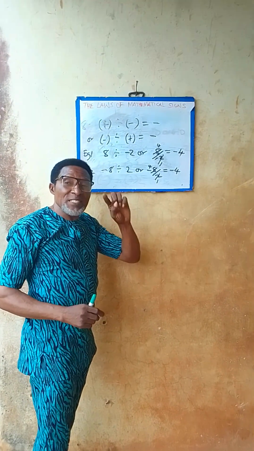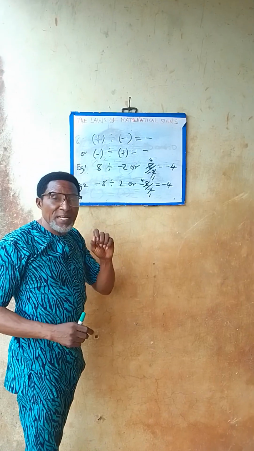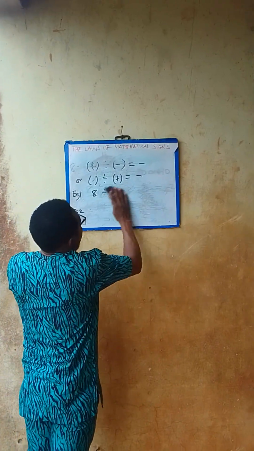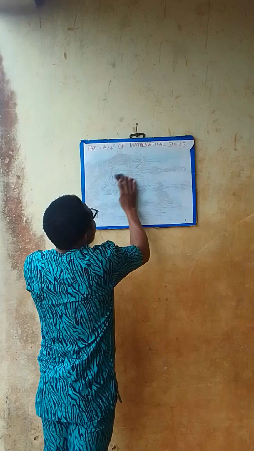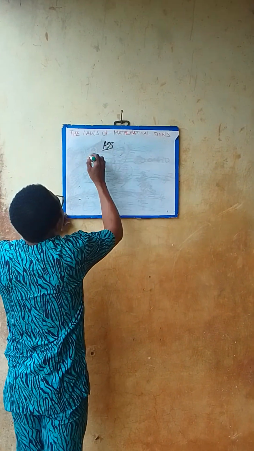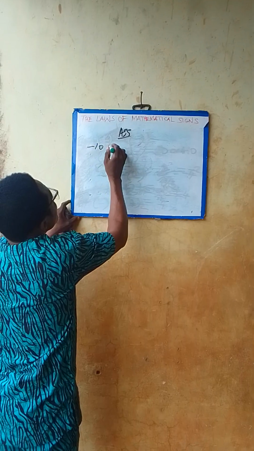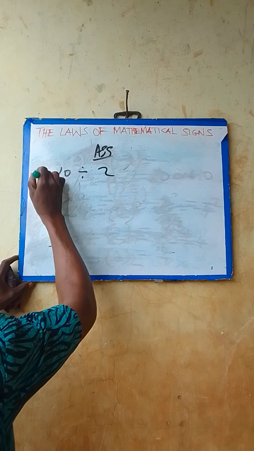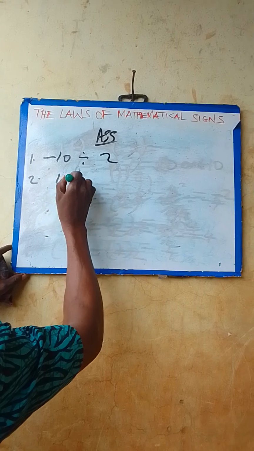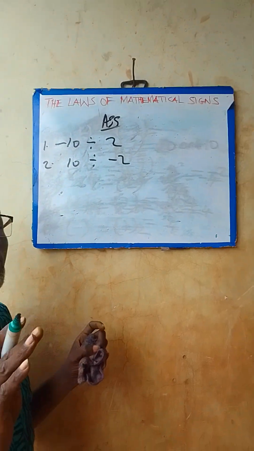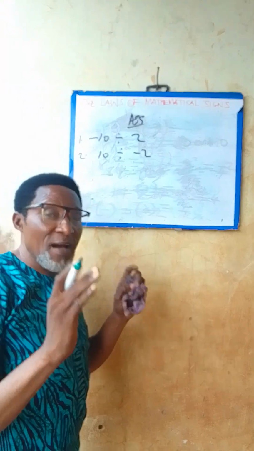And as you are seated there looking at me, do this as an example. Minus 10 divided by plus 2. 10 divided by minus 2. You see that we are going to have minus as the answer.